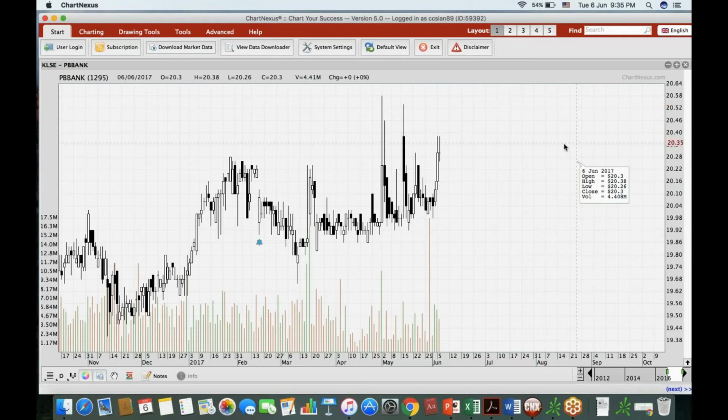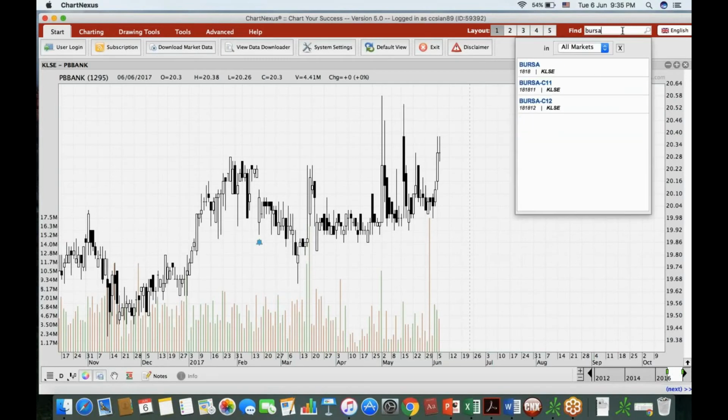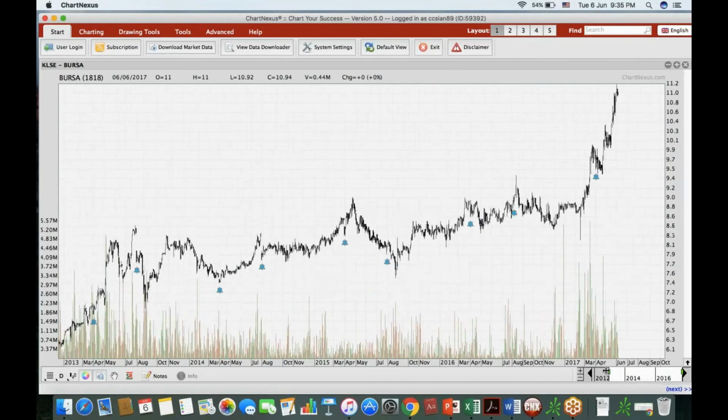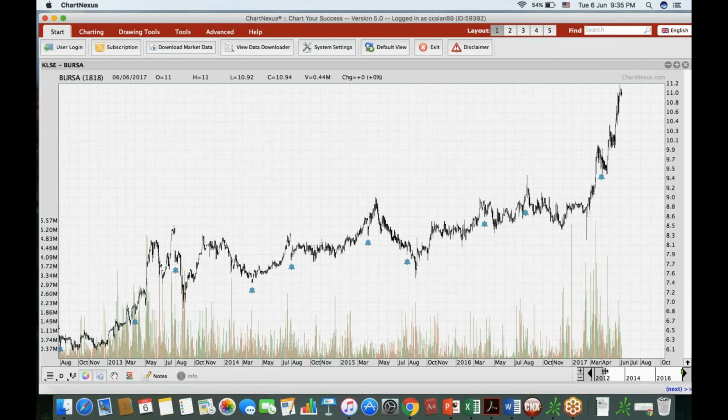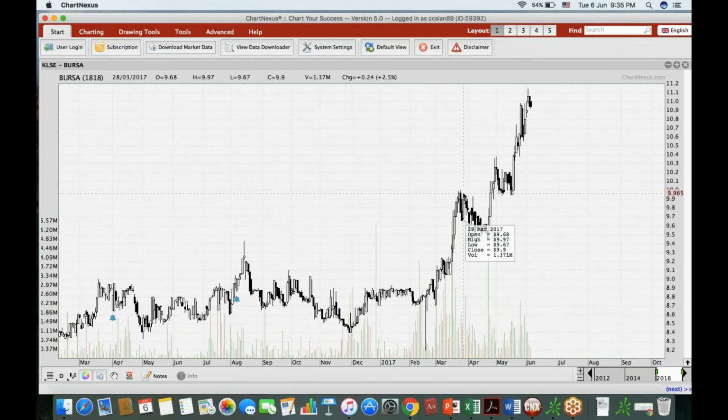So I'm using this software called Chart Nexus. By the way, which stock do you want to look at? Let's say we talk about Bursa. Since today we are in a Bursa webinar, let's see Bursa. You see, how do we draw support and resistance? In this case, you see that in April, there's a strong support and resistance here. So you can draw.